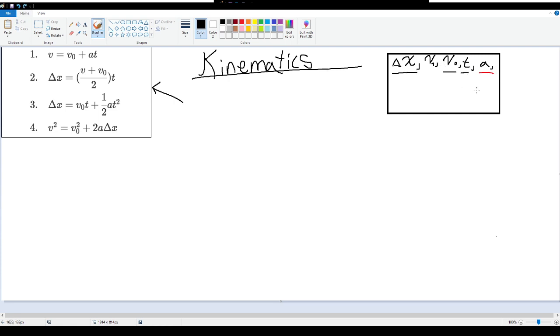And so what we'll do next is look for an equation that has these. So I need one that doesn't have v, but has v0. Okay, so it looks like 3 is the only one that satisfies that. Does it have delta x? Yes. Does it have v0? Yes. T? Yes, it has it twice even. And does it have a? Yes. So formula 3 is going to be the formula that we use. And so let me write it out like this.